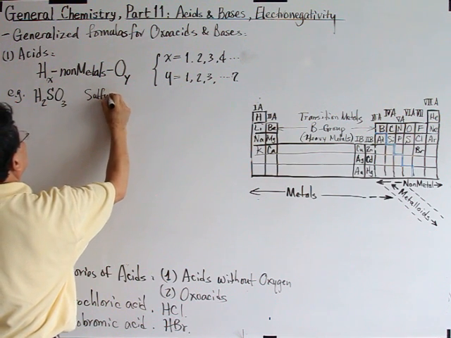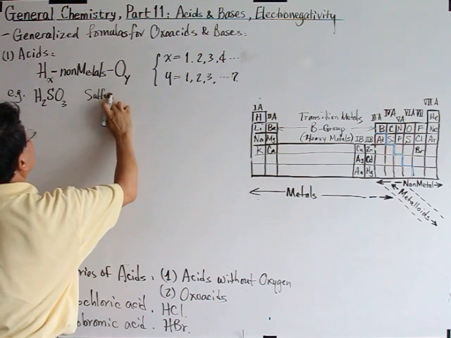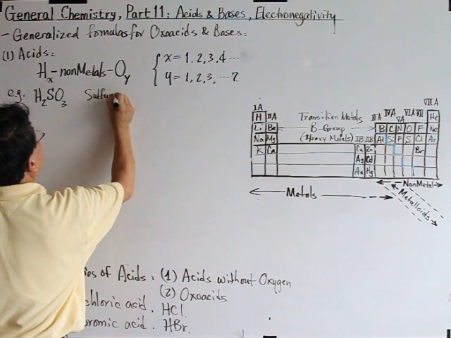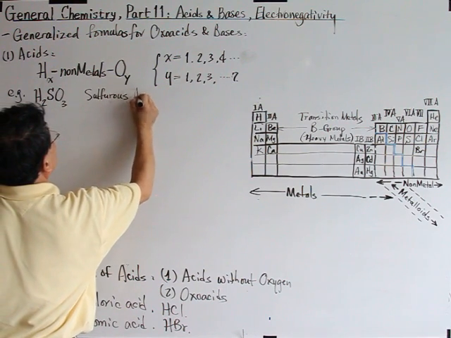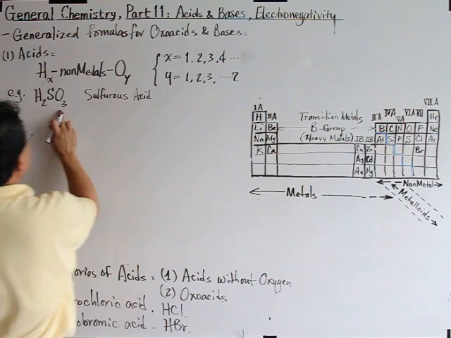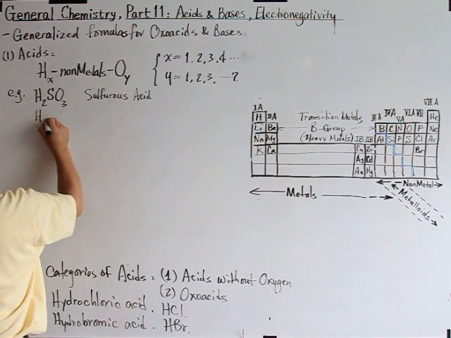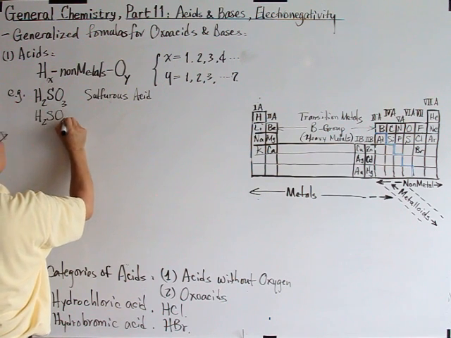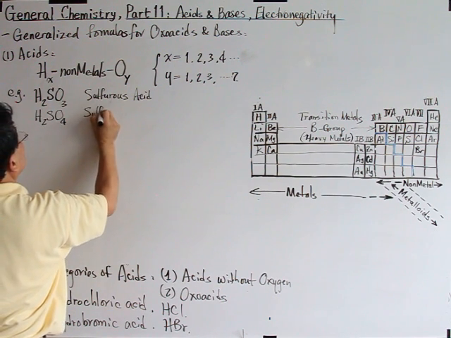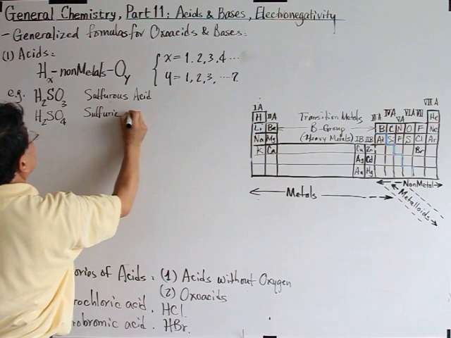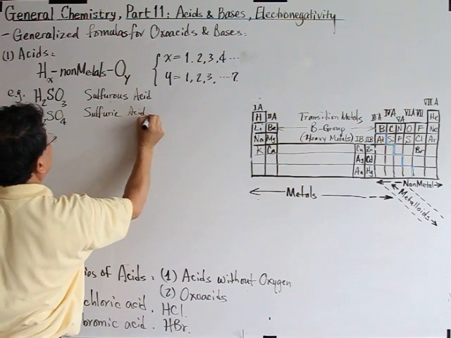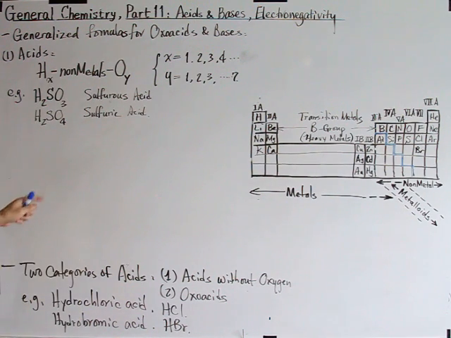Sulfurous acid, because 3 oxygens. And then if you have H2SO4, sulfuric acid. You're already familiar with these 2 compounds, just last part.